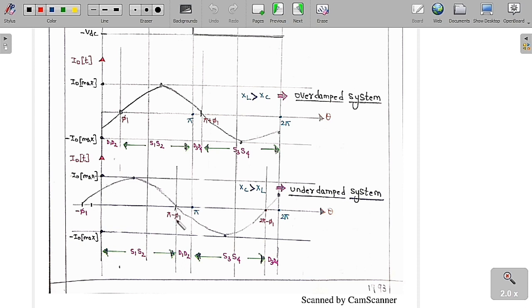Similarly, from pi minus phi 1 to pi, you can see the output voltage is positive and the output current is negative. Whenever the output voltage is positive and the output current is negative, D1, D2 are conducting.